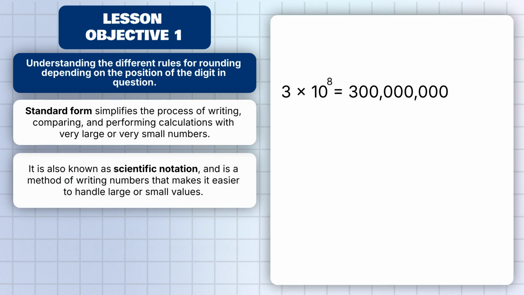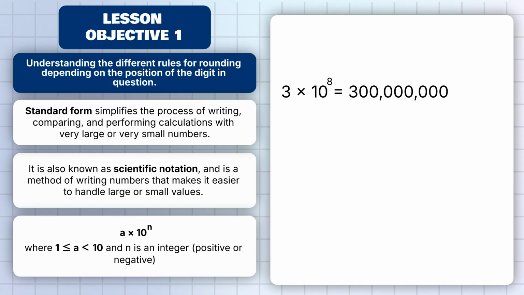The general format is a times 10 to the power n, where a is bigger than or equal to 1 and smaller than 10, and n is an integer, positive or negative. So for example, 0.00056 in standard form is 5.6 times 10 to the power of minus 4.